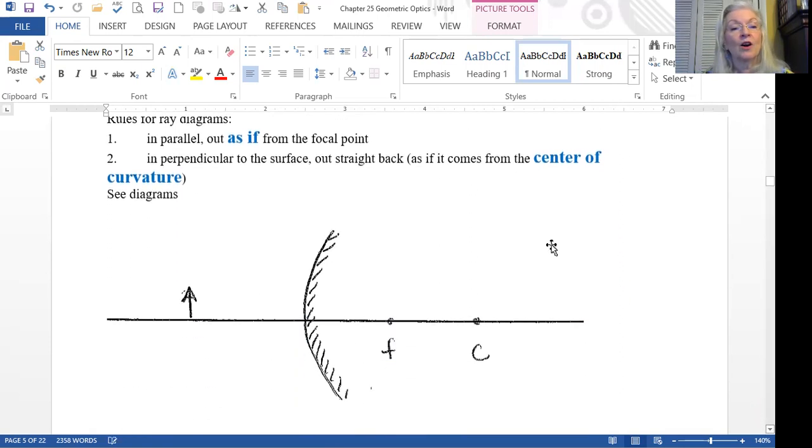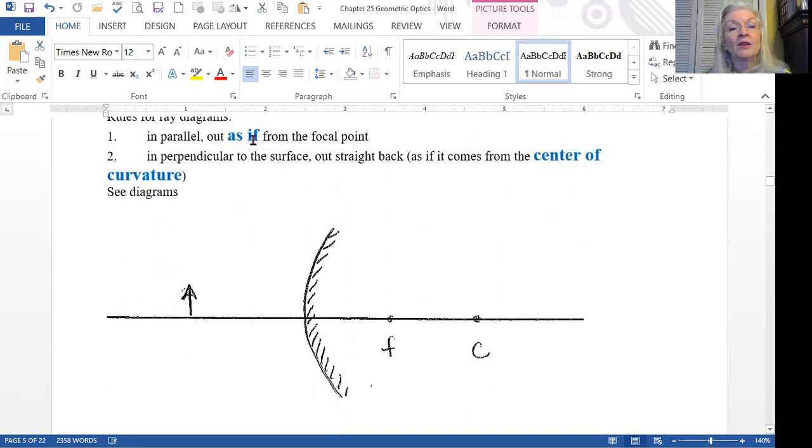So what are our rules? In parallel, out. Notice the words are "as if." It doesn't actually pass through the focal point, it just acts like it does. So in parallel, out as if from the focal point, and then in perpendicular to the surface, out straight back through the center of curvature.